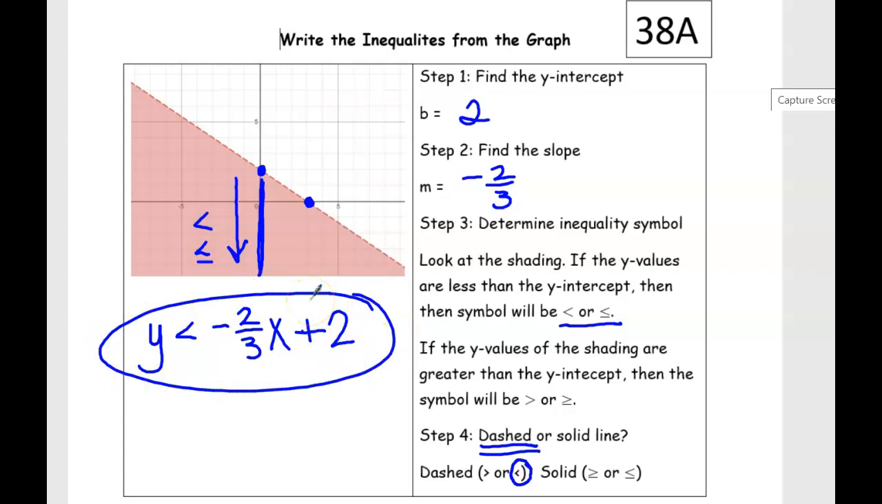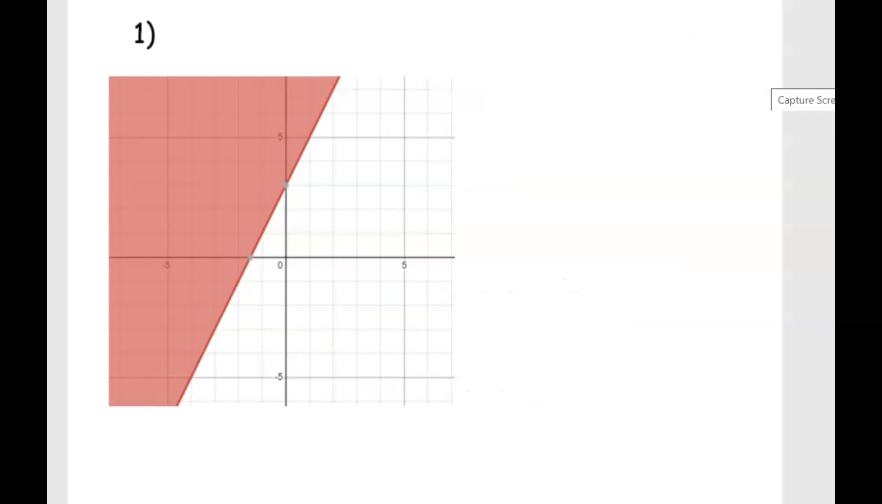All right, so let's try a few more. Okay, all right, if I look at number 1, I first identify my y-intercept, which is 2. And in this case, my slope, I've got up 2 and over 1, so I've got a slope of 2 as well. So I've got a slope and a y-intercept of 2. All right, this is a solid line.